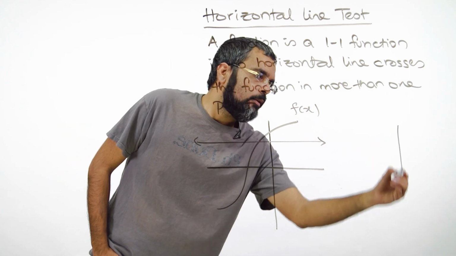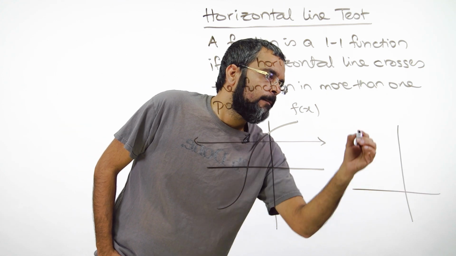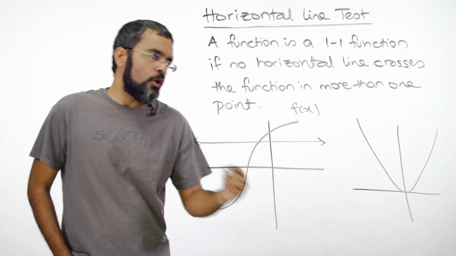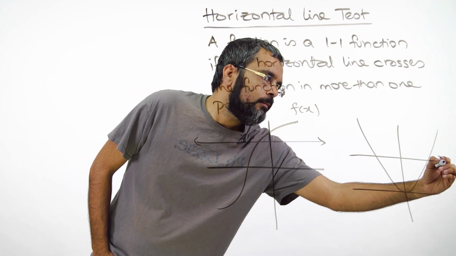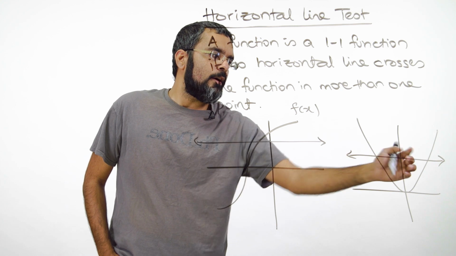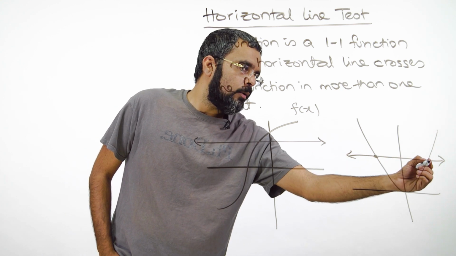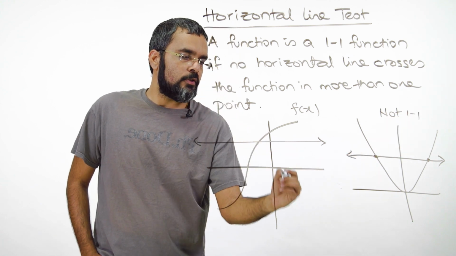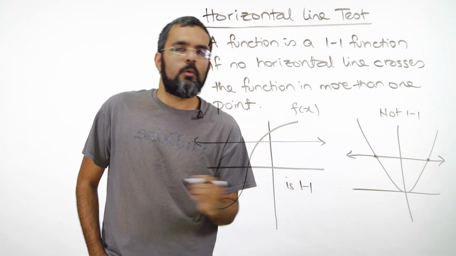However, think about the graph of y equal to x squared. Okay, if I draw a horizontal line, well, this line cuts the function in more than one point, right, over here and over here. So this is not one-to-one, whereas this function here is one-to-one.